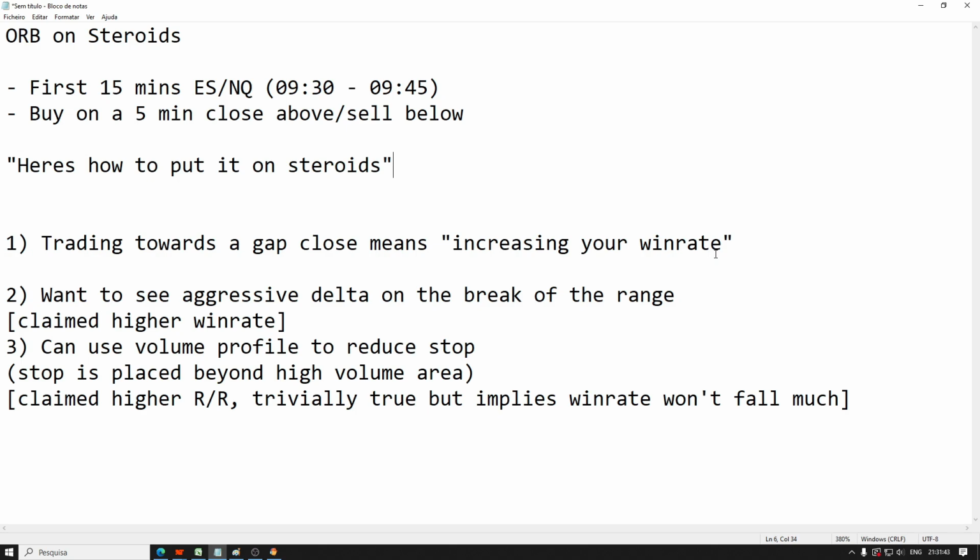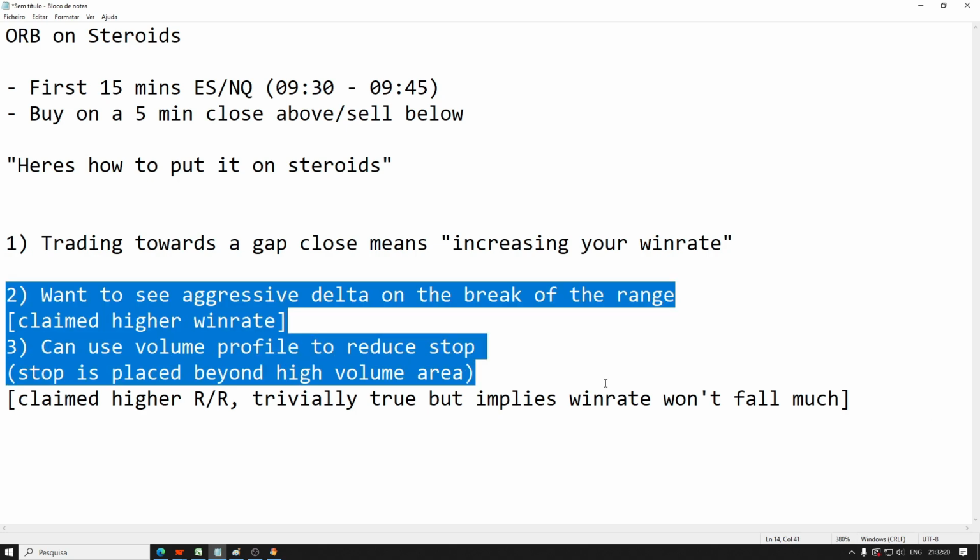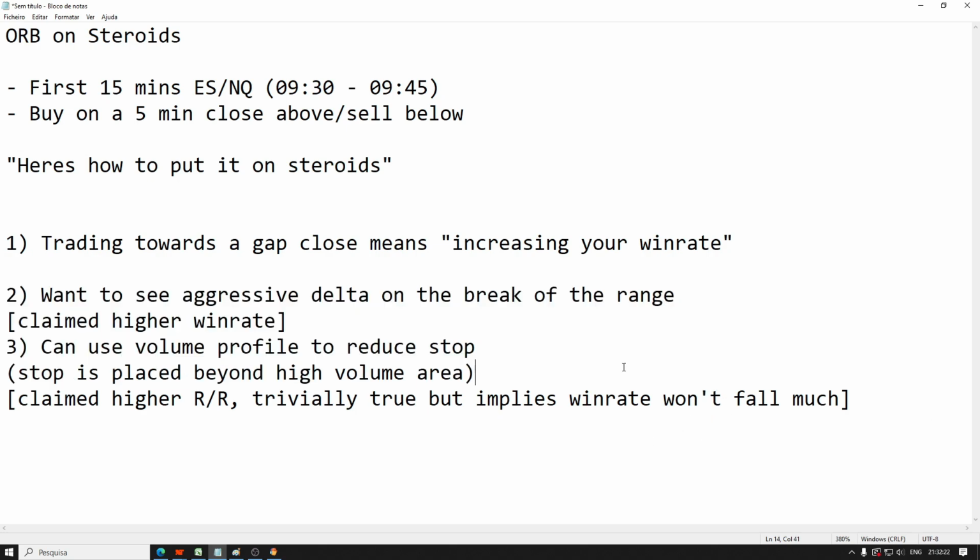And in fact, in terms of gap closes, there are certain filters that you can do that I think will give you an edge on gap closes. But if you just simply trade towards the gap close, no filters, the edge is extremely minimal, and it ain't 70%. Okay, and then he does have these additional points, which we're not going to test today. We might test these in another video. But today we're focusing on trading towards a gap close means increasing your win rate.